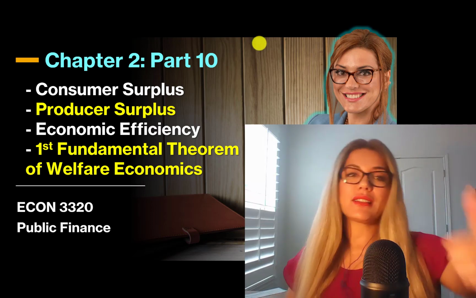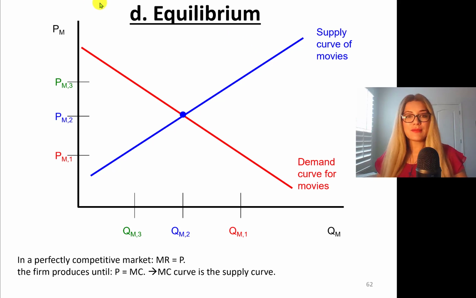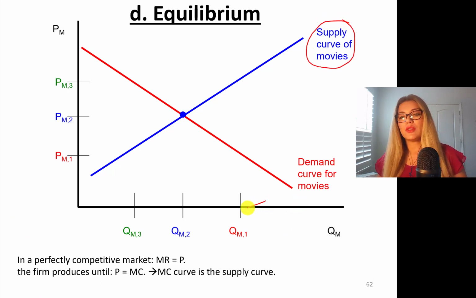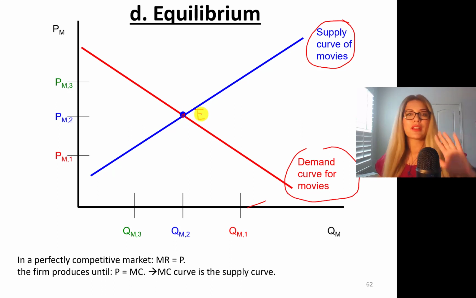I want to go back to last class. We talked about equilibrium. Equilibrium is where the supply and demand curves intersect, right? This was the supply curve for movies and the demand curve for movies, where they intersect. This is the equilibrium point. At the equilibrium point, there's no excess supply or excess demand. The market clears. And how does it work? So the equilibrium price is right here.